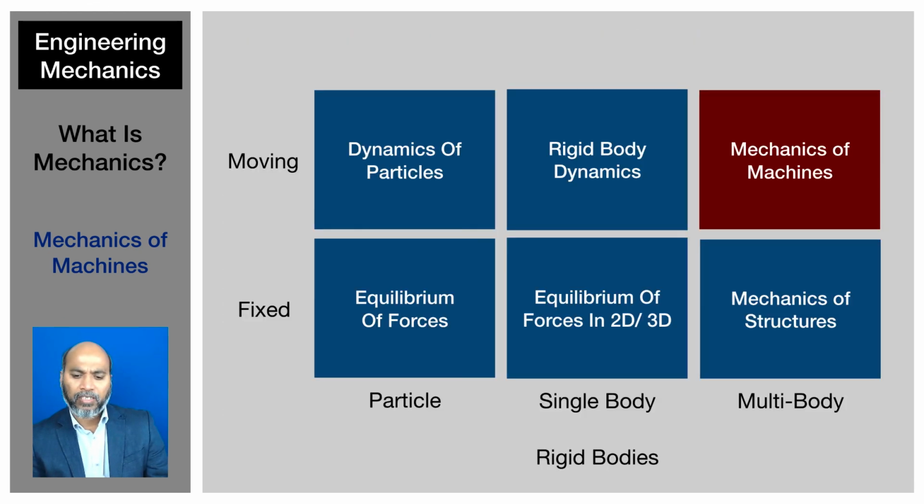If you go back to look at the various subjects here, we have dynamics of particles and equilibrium of forces in the particle case, fixed and moving. If it is a single body, we will do the same equilibrium of forces, the static single body scenario. If it is dynamic, then we have rigid body dynamics as a subject. If it is multi-body fixed, then what we have is mechanics of structures, or mechanics of trusses. And finally, if it is moving, we have the subject of mechanics of machines, or theory of machines, as some people would call it. So all of these are part of mechanics.